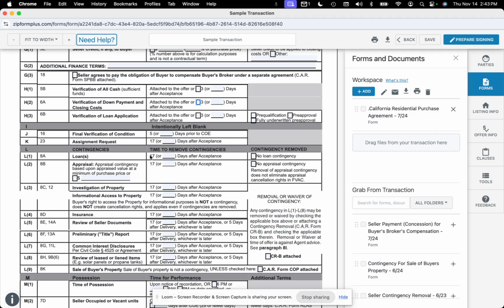If you want it to be for 17 days, that's standard. If you want it to be more, you can. That's a weaker offer. If you want it to be less, you can. That's a little bit of a stronger offer. It's entirely up to you as to how many days you want to make the offer for. But when it comes to the loan and the appraisal contingency, I would highly recommend asking the lender how much time they think they need for you to have those contingencies in place.